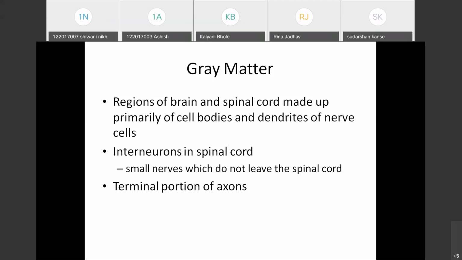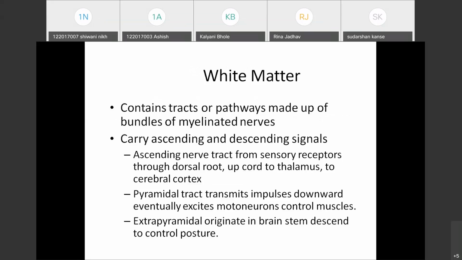Interneurons in the spinal cord, so small nerves which do not leave the spinal cord, are called interneurons. These are the terminal portions of the axon. Inside the gray matter there are terminal portions of the axons also. So we'll see what you mean by axon. Axon is nothing but a part of the neuron. And white matter contains tracts or pathways made up of bundles.